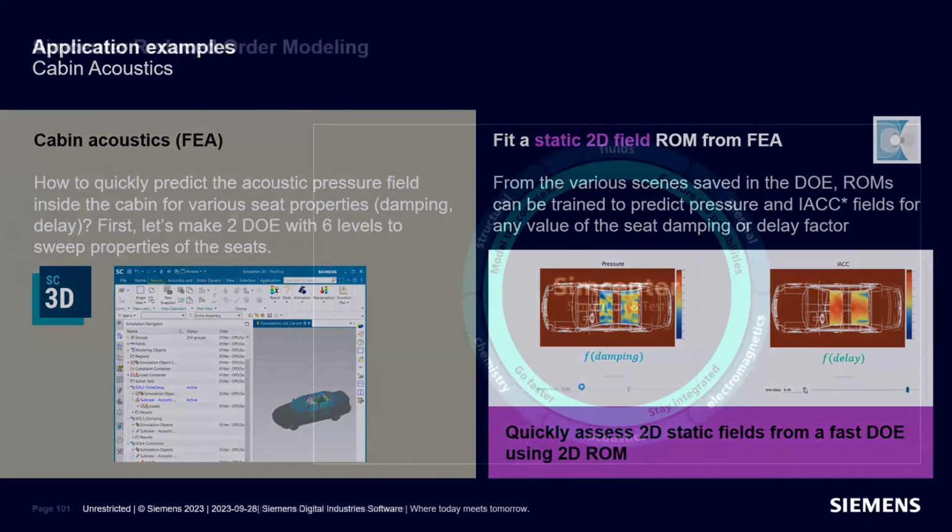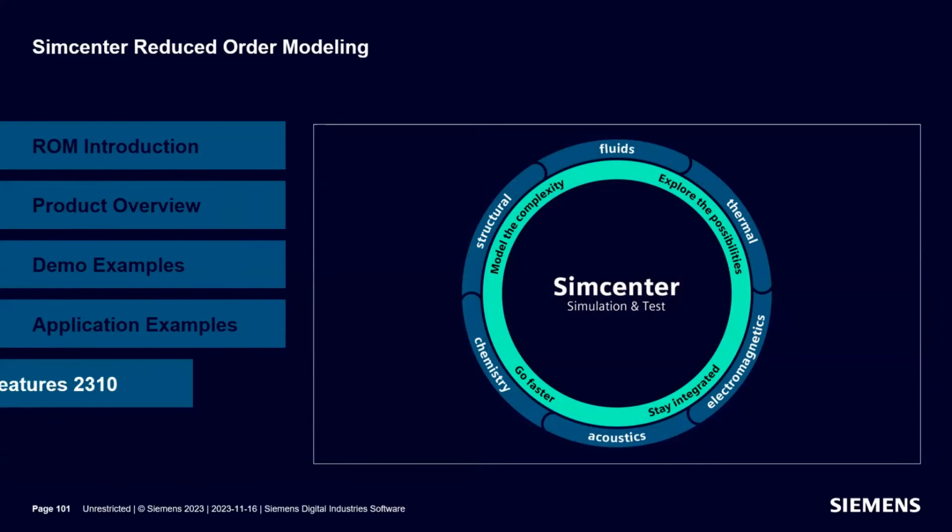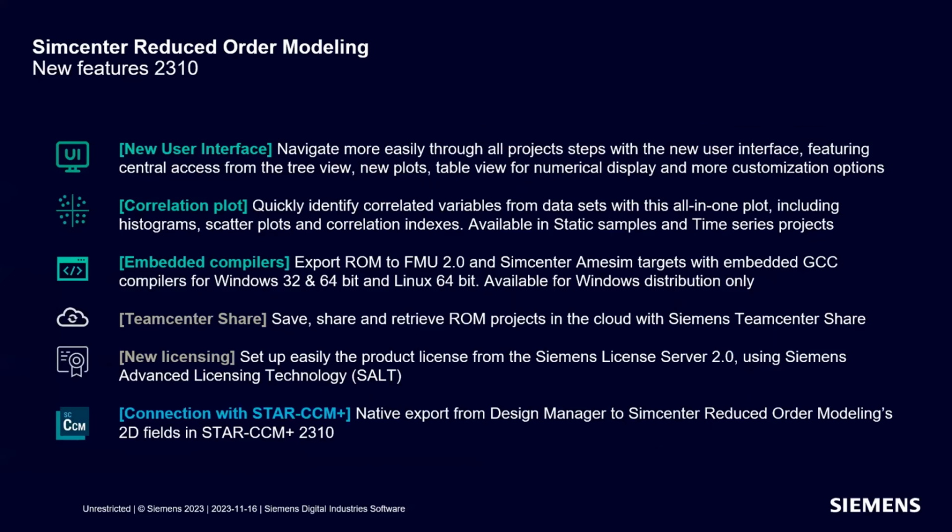Okay. As I said, this was a new release, so there are some new amazing features. First one is there's this new interface, right? So there's a completely new rebranding from our Simcenter ROM builder tool. There's a correlation plot where you can see different data sets in all of one histogram scatter plots. We have those compilers that are all embedded inside of that tool, right? So if you're doing an FMU, AIMSIM, there's a GCC compiler. We have ways to also have other distributions of compilers.